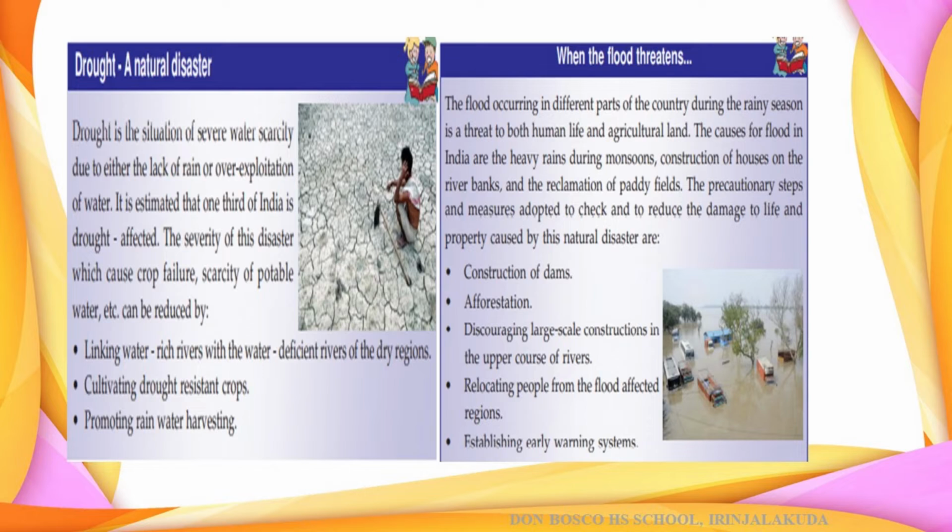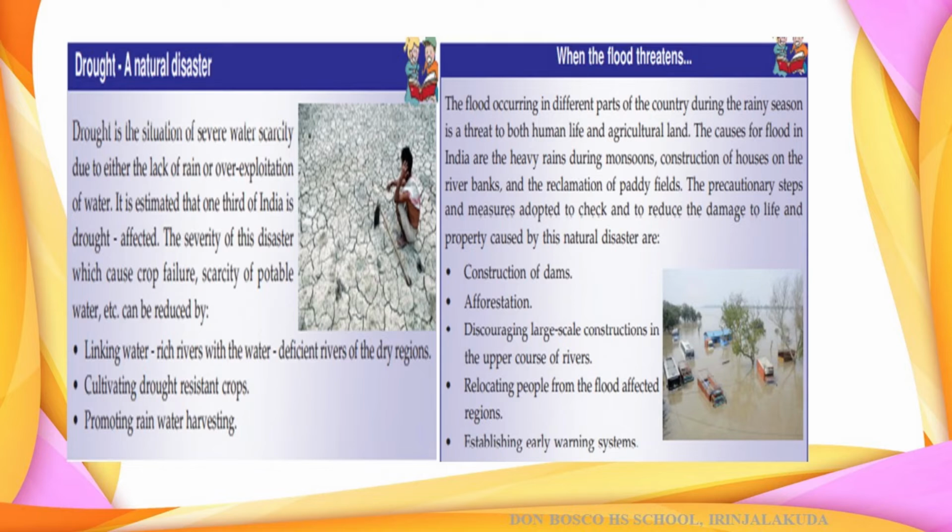Okay? And the main problems that we face during the drought season are crop failure and scarcity of drinking water. Now, how can we overcome this? We can link rivers, linking water. The rivers which are rich in water can be linked with the rivers which have less water. Second one, by cultivating crops which need only very less water, drought resistant crops.